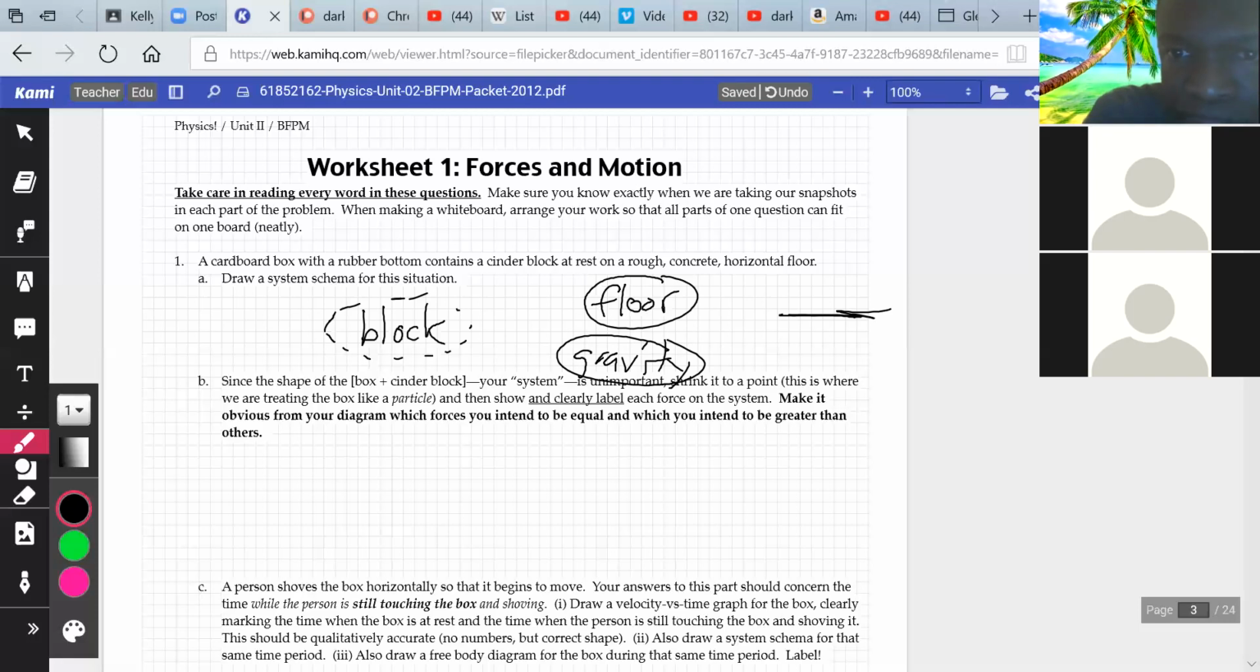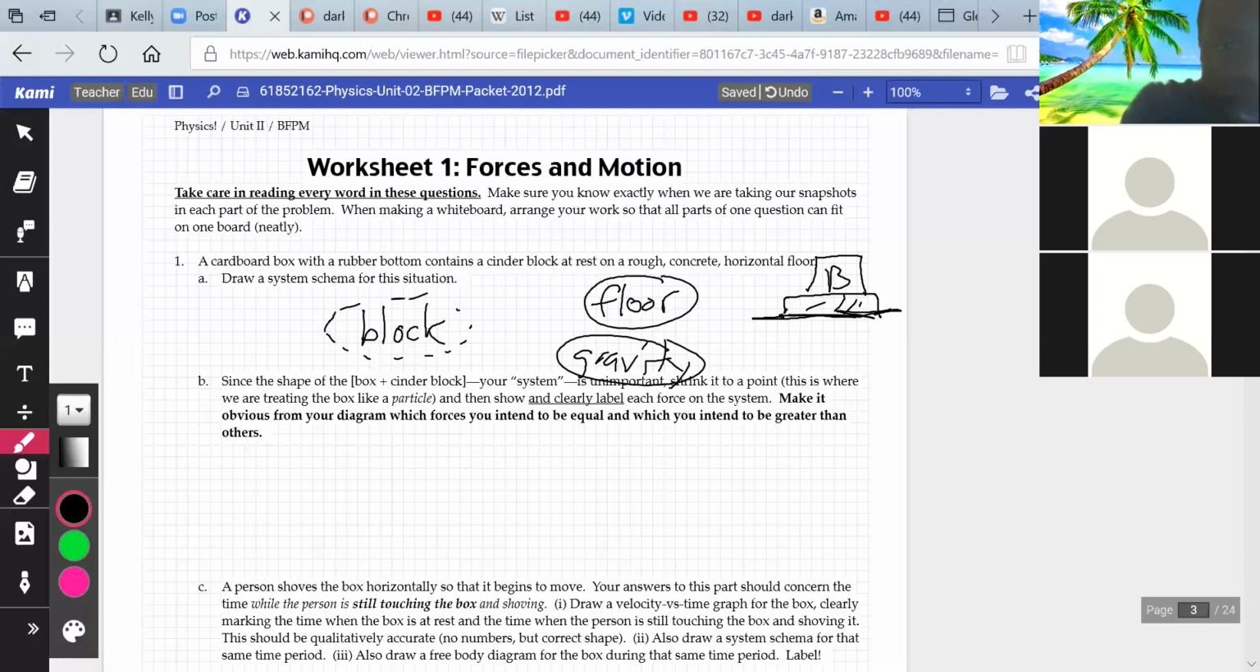We can just draw a quick picture. It's sitting on a piece of rubber, and if we just have the block here, and here is the floor. And usually this phrase rough, or has friction, usually implies that obviously there's going to be friction in the system. So this is our schema.